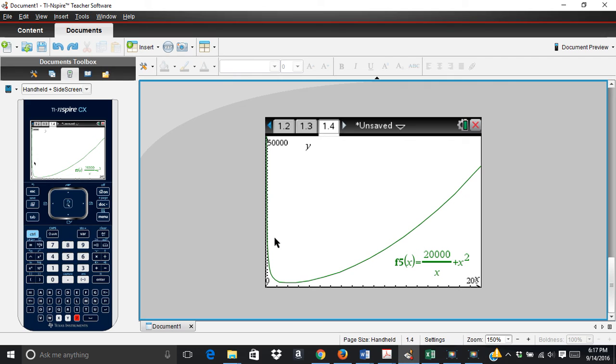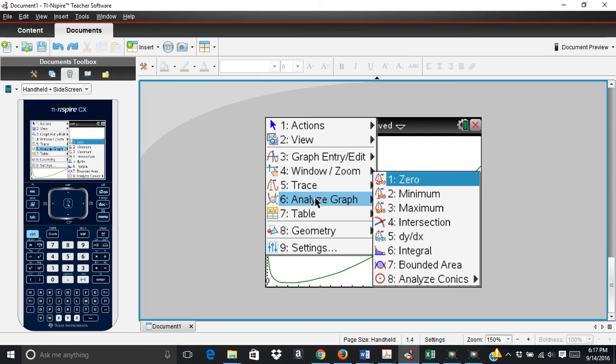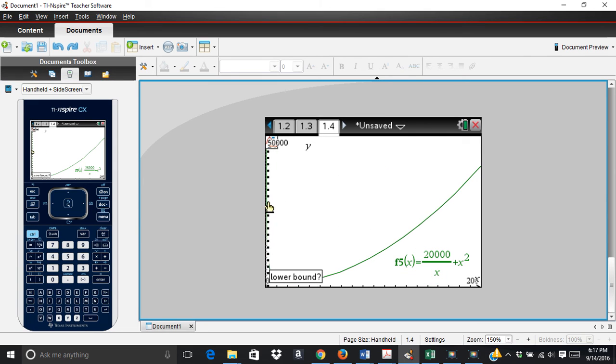That number doesn't seem like it's probably the best number, so we're going to try again. So I'm going to look for a minimum again, and from my left, I'm going to go over here, and from my right, I'm going to go pretty far out. And so it still says 21.5. So 21.5 is now my x, right?